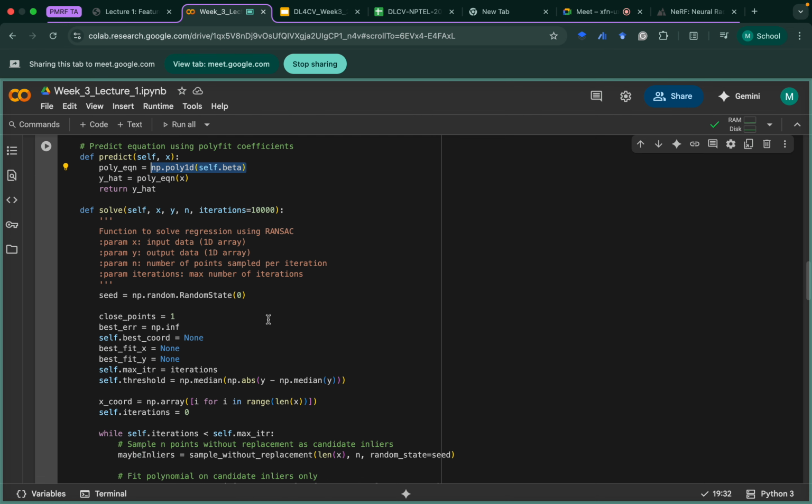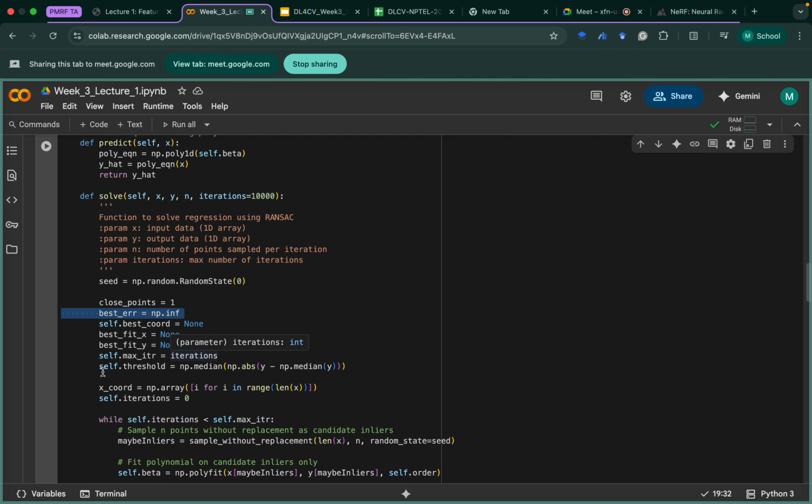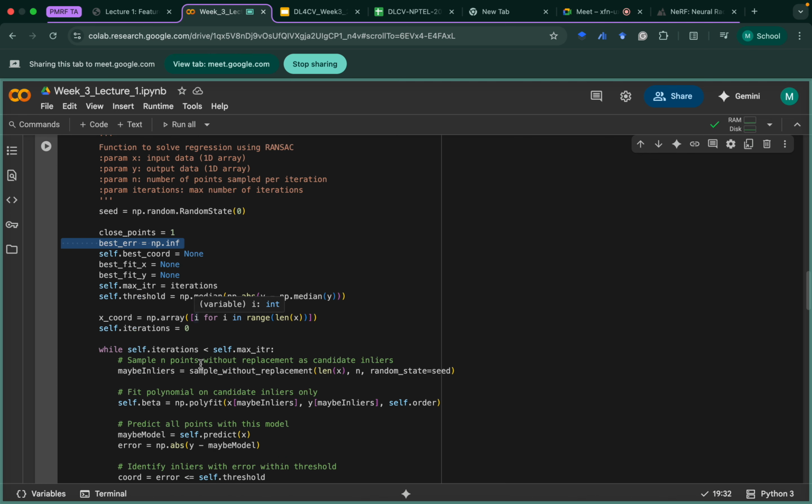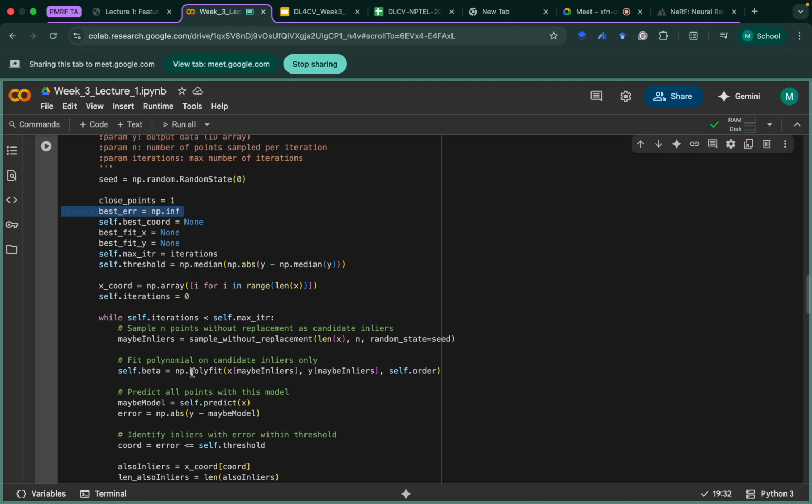So when we are solving, one thing is, here we initialize a random seed. The best error until now is initialized to minus infinity. It's initialized to infinity, and the number of iterations and threshold is defined here. So now I go into this while loop.